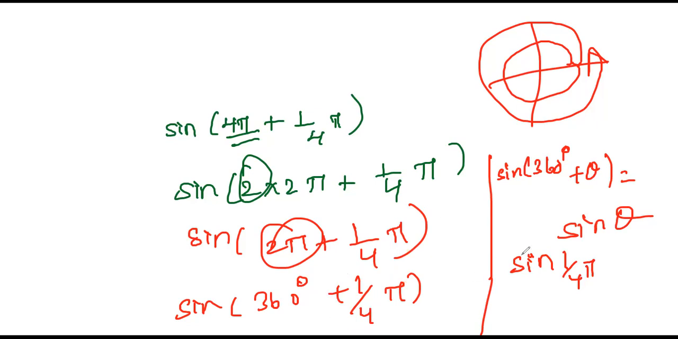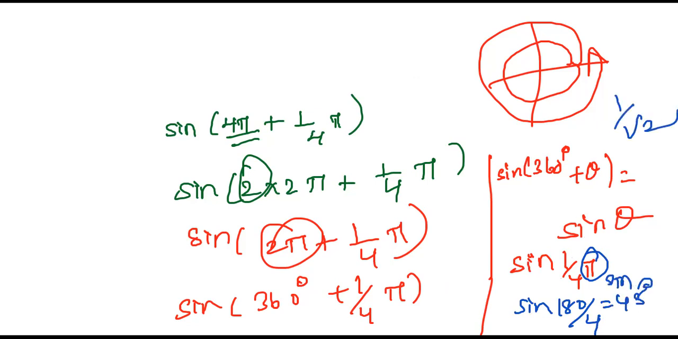Understood? Okay, ma'am. Now I'm substituting the value of pi as 180. It's going to be sine 180 by 4. You simplify, you will get 45 degrees, which means sine 45. Sine 45 is nothing but 1 upon root 2. Okay. Clear? Yes, ma'am.